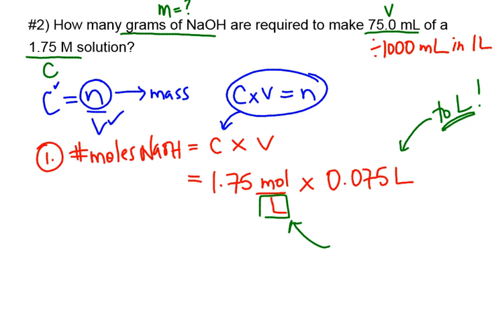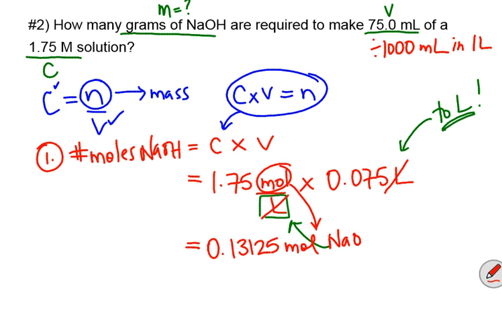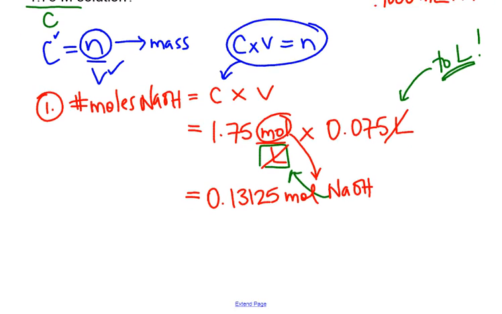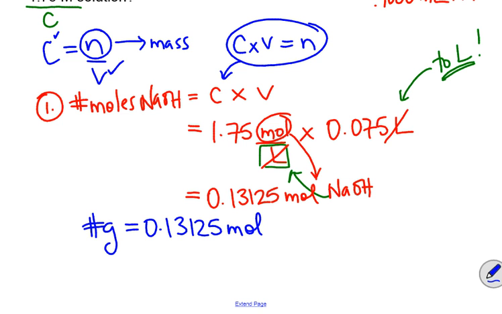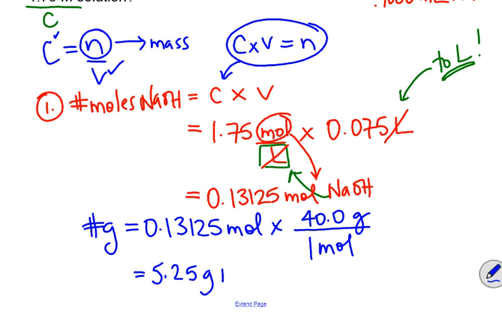So now I have 1.75 times 0.075, and my answer is 0.13125, and my units are now moles because my liters canceled out. That's my moles of NaOH. Great. So now what do I do? Easy peasy, my question's asking you to find the number of grams. If I have this many moles, it should be really easy to convert your number of moles to grams simply by multiplying by the molar mass. In this case, the molar mass of sodium hydroxide is 40.0 grams per mole. I end up with 5.25 grams of NaOH.